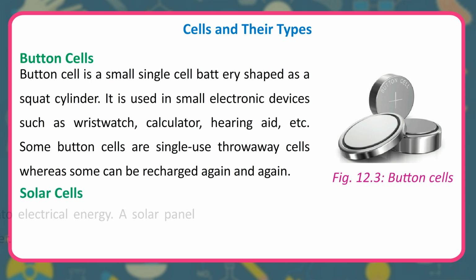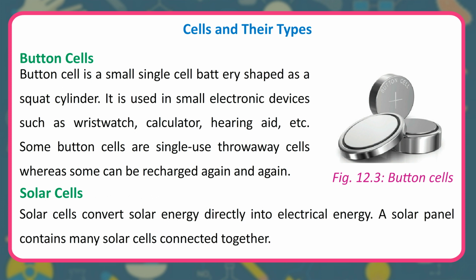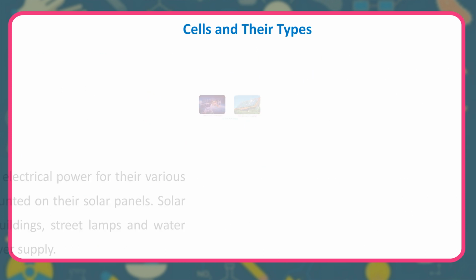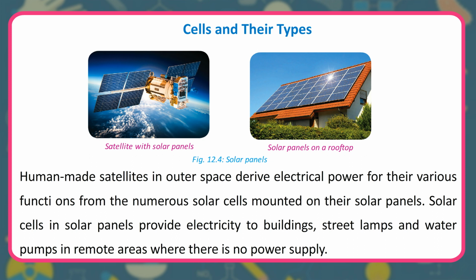Solar cells. Solar cells convert solar energy directly into electrical energy. A solar panel contains many solar cells connected together. Human-made satellites in outer space derive electrical power for their various functions from the numerous solar cells mounted on their solar panels. Solar cells in solar panels provide electricity to buildings, street lamps and water pumps in remote areas where there is no power supply.